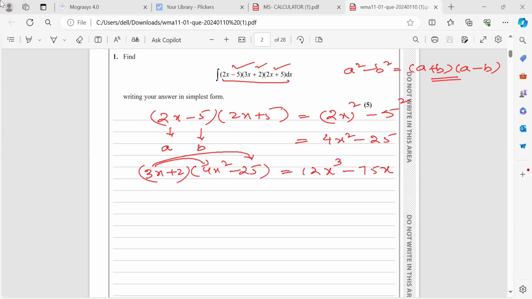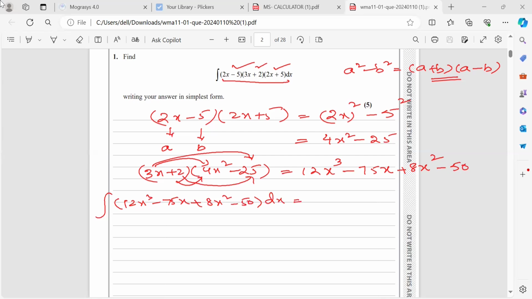Now we multiply this inner part 2 to 4x squared. So we get here plus 4 times 2 is 8x squared. Then we multiply 2 with negative 25. We get here negative 50. Now we got the expression in the polynomial form and then we are going to integrate it. Like here, we can write here the integral of 12x cubed minus 75x plus 8x squared minus 50, and then whole dx.